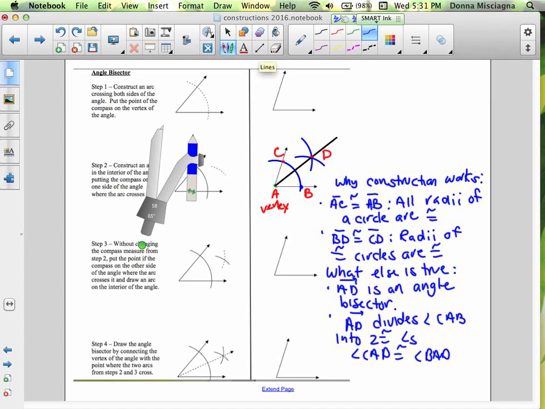And there we go. Some other things that would be true. So if the angle bisector divides our angle in half, that means each of those angles is half the whole angle. All right, and that's all there is to angle bisector.